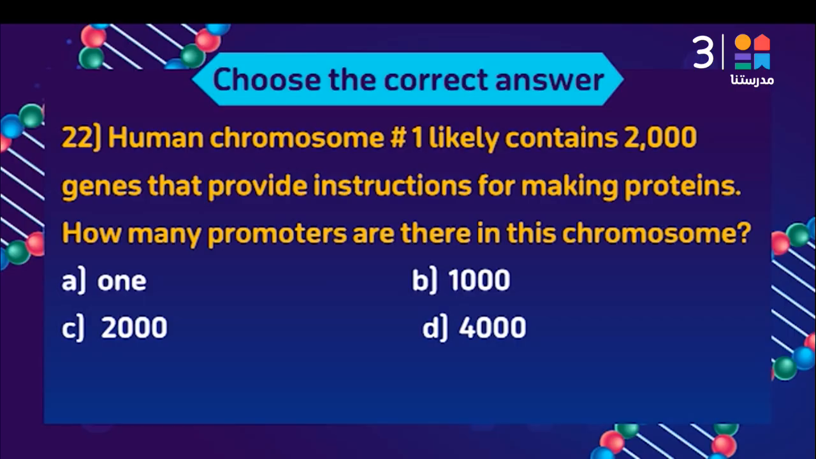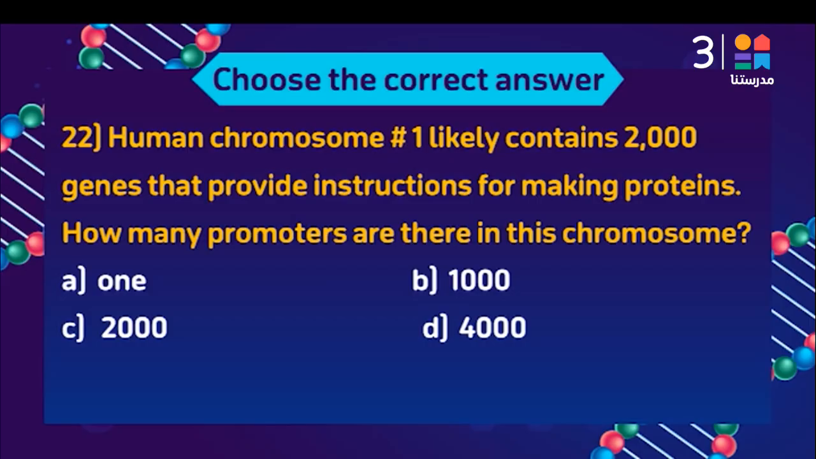One chromosome with 2000 genes that provide instructions for making protein. That means all of them have a specific hereditary trait.